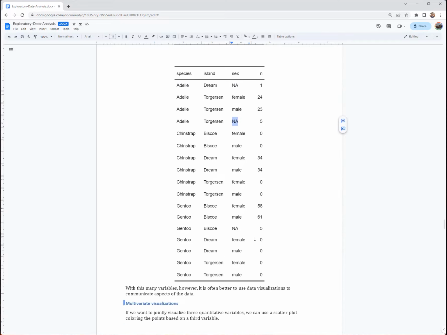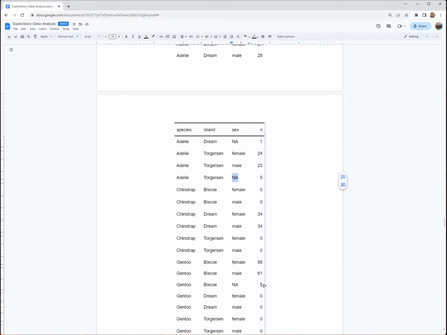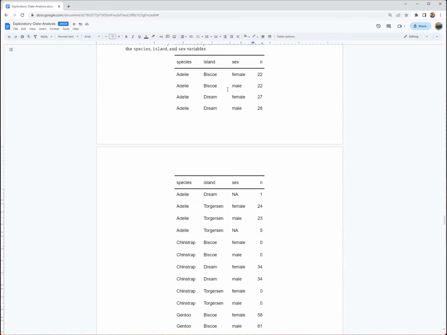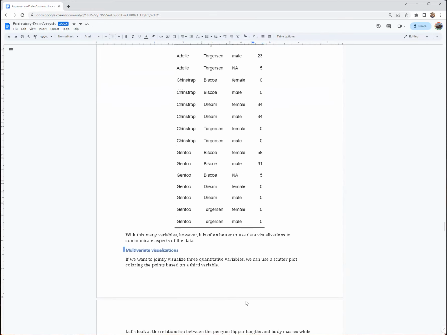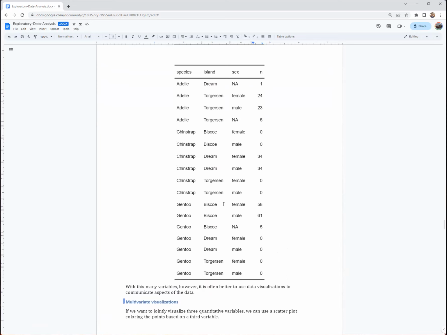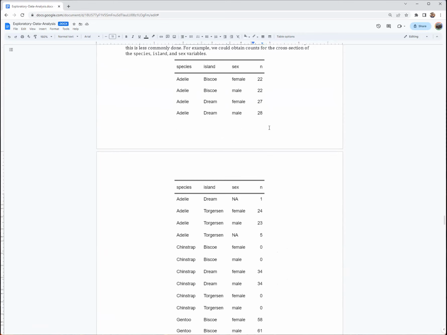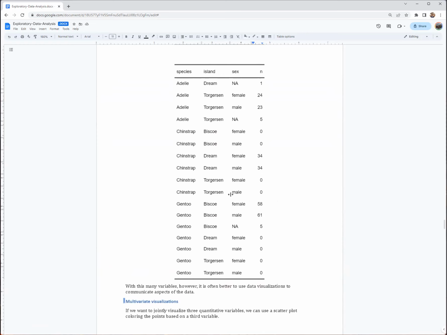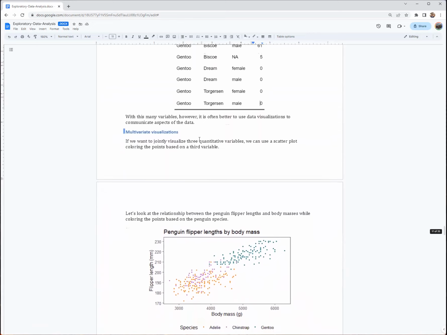Okay. And that happened for 5 Gentoo penguins on the Biscoe Island. Okay, and then there's a bunch of zeros for different subgroup combinations. This is a lot of information. Maybe good if you're showcasing the results in great detail for an analysis and appending this to the end of a report. Would I show this in a presentation ever? No way. This is way too much information for a presentation or a slideshow. Okay, but it's something we can calculate.